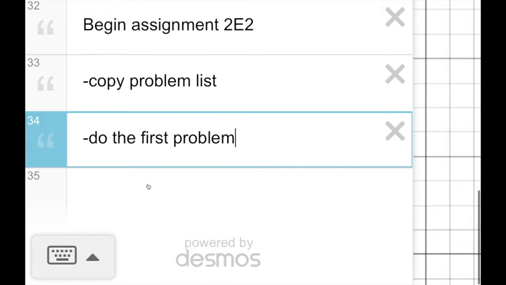All right, so now you can begin assignment 2E2. That means copy the problem list and do the first problem.